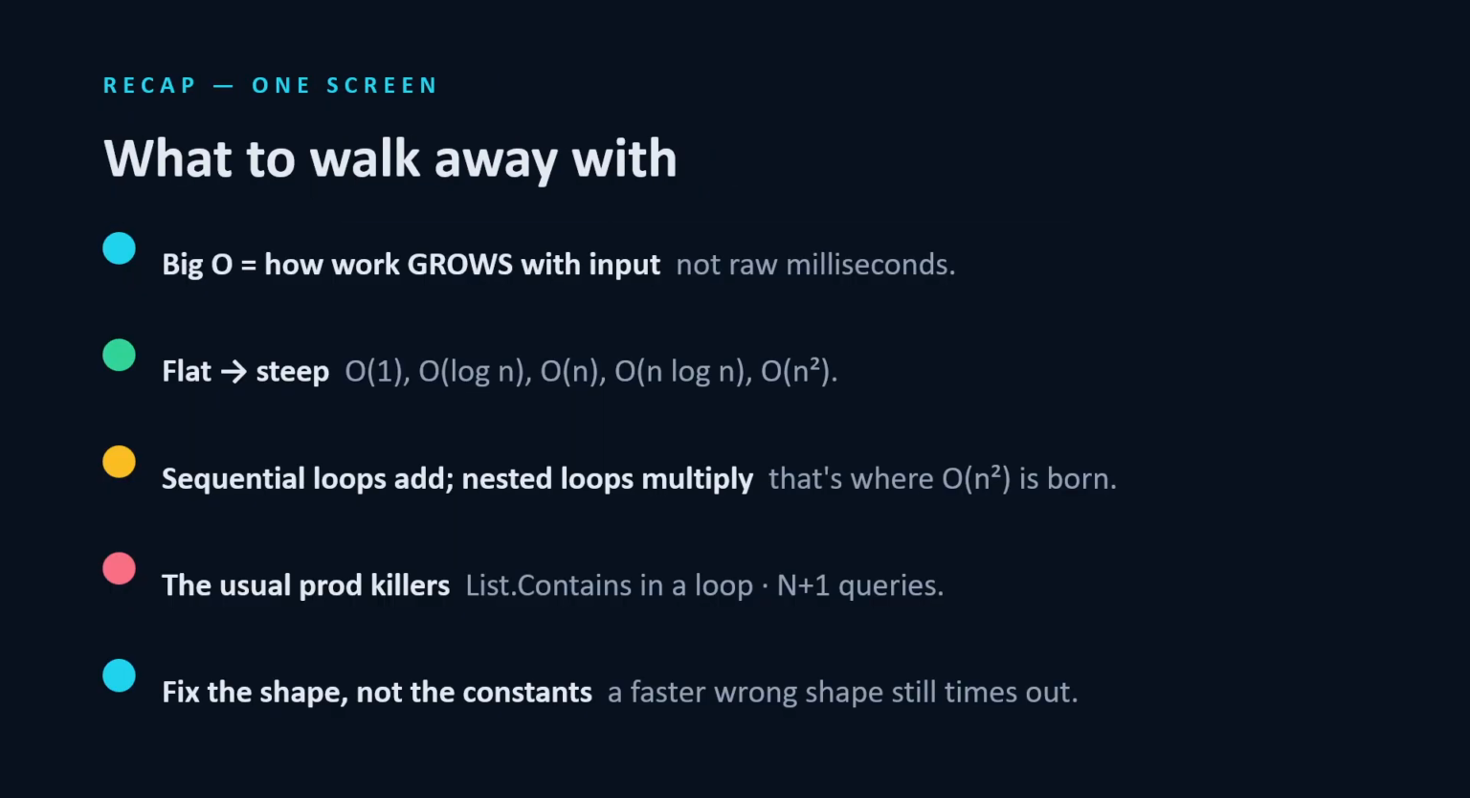Quick recap. Big O is about how work grows with your input, not raw milliseconds. The order, flat to steep: constant, log n, linear, n log n, then quadratic. Sequential loops add, nested loops multiply. The two killers you will meet most in real backends are a contains inside a loop and the N+1 query. And when something's slow at scale, fix the shape, not the constant. Do that and you'll catch this in review before it ever reaches production.